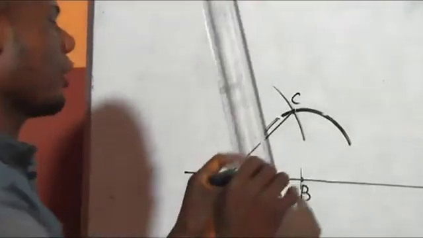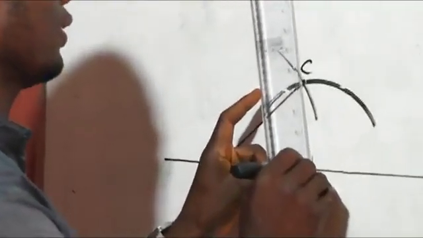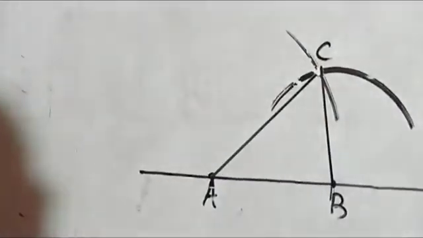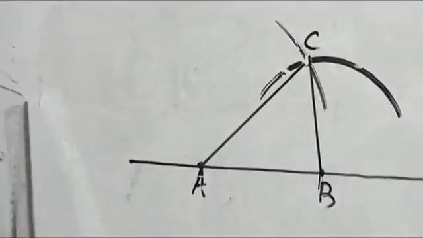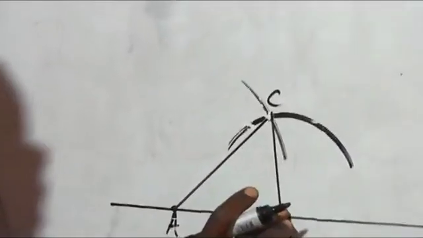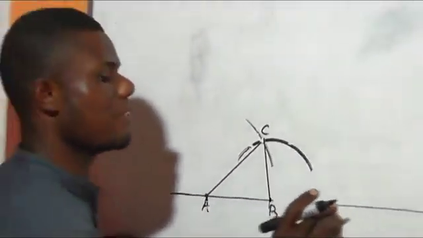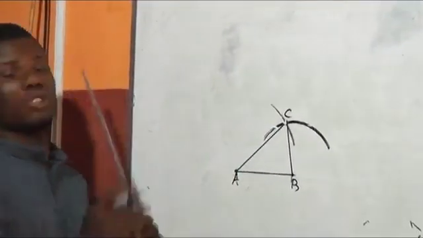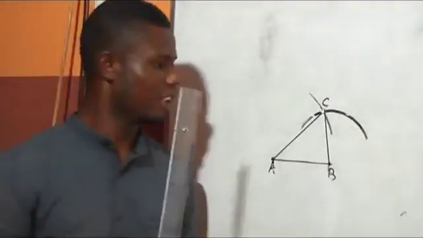And also join B to C. Alright? So when you're done with this, you can use the eraser to remove the unwanted lines. You can remove these lines, alright? Since it's not needed, to make your work look what? Very neat. Alright? So that is one part of the question.